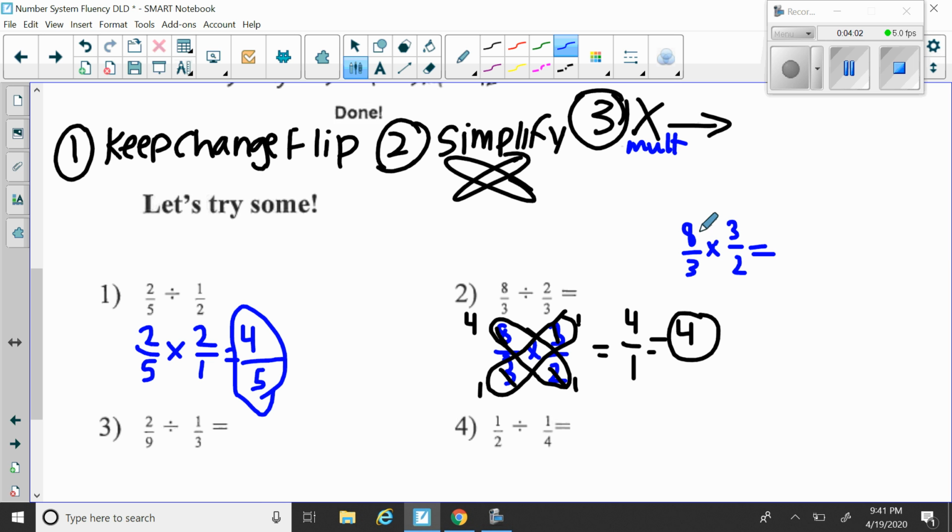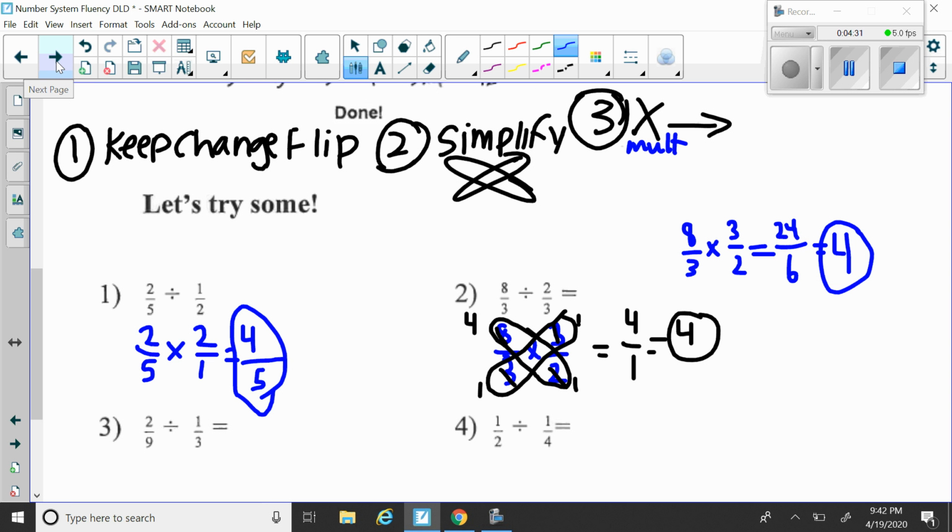Okay, so 8 times 3 is equal to 24. 3 times 2 is equal to 6. Okay, and then now we would just simplify at the end. We know that 6 goes into 24 4 times, and see, we got that same answer. The difference is just simplifying at the end, multiplying with some bigger numbers, which is fine if that's what you guys prefer. Okay, so those were just 2 examples.